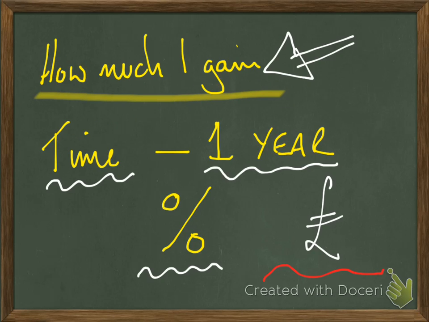What do we need to know? Well, quite often the question will be asking you how much you gain, either as a total amount or how much interest you gain. But in all of these, they will be telling you the time, how long your investment will be made for, so it's usually 3 or 4 or 5 years. They'll tell you over a 1 year period how much the interest will be, and they'll also tell you the starting amount of money that you will have.